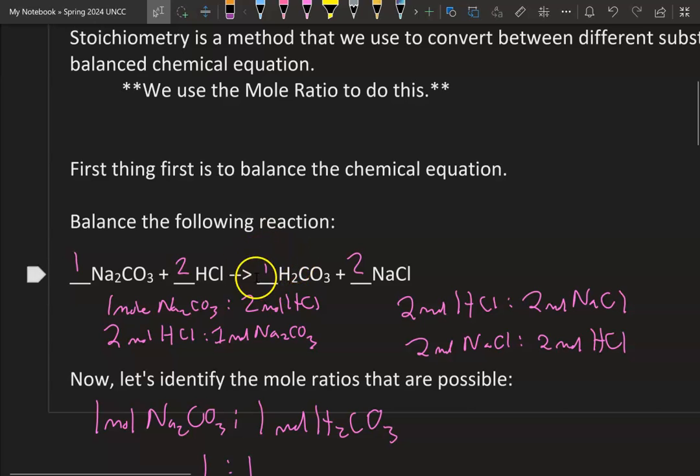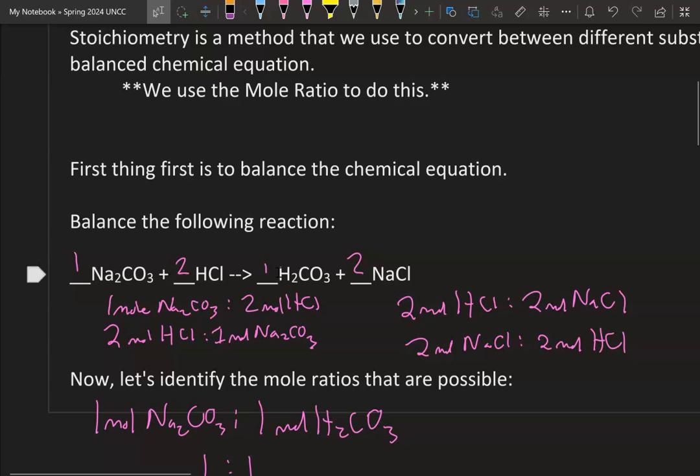So don't forget that in front of these, you need to make sure you put a 1. Is it necessary? No, it's not necessary, but it is in our case. So make sure that you know it, because again, we are going to be using the coefficients to figure out what the mole ratios are, and we want to be able to see these coefficients pretty easily, so we don't miss a detail. And that detail would be the 1.